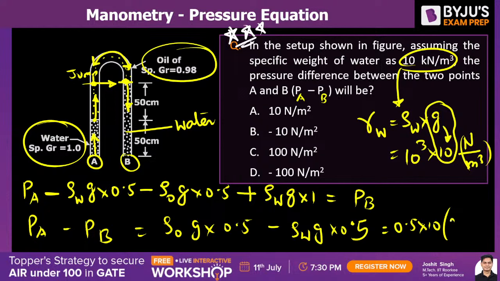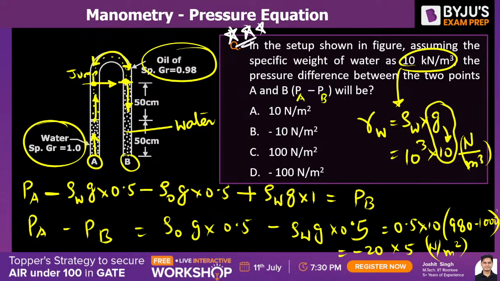So it will be 980 minus 1000. Density of oil will be 980, density of water will be 1000. So it will be 20 minus 20, so minus 20 into 5 Newton per meter square, isn't it? Your answer will be minus 20 into 5.